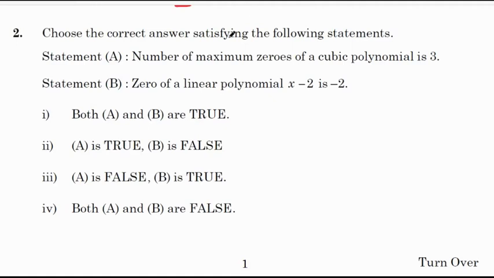Second question, choose the correct answer satisfying the following statements. Statement A, number of maximum zeros of a cubic polynomial is 3. Statement B, zero of linear polynomial x minus 2 is minus 2. We know that the maximum number of zeros in a cubic polynomial is 3. Yes, it is correct. But the zero of linear polynomial x minus 2 is not minus 2, it is 2. So statement A is correct, but statement B is wrong. So A is true and B is false. So the second option is the correct one.